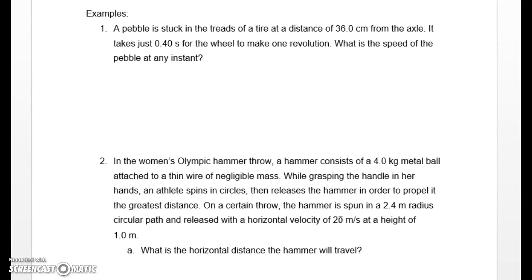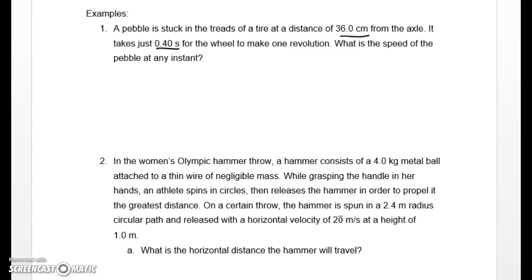So let's just do a couple of examples, practicing what we just learned about the speed of circular motion. So we're going to look at example number 1. A pebble is stuck in the treads of a tire at a distance of 36.0 centimeters from the axle. It takes just 0.40 seconds for the wheel to make 1 revolution. So we want to know, what is the speed at any instant?